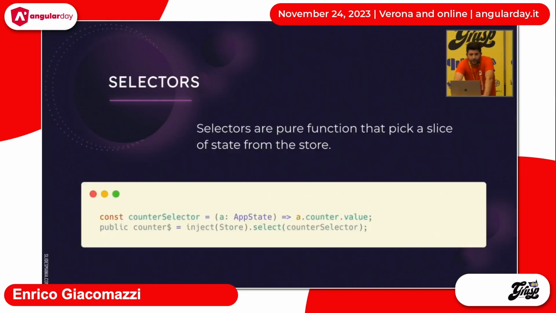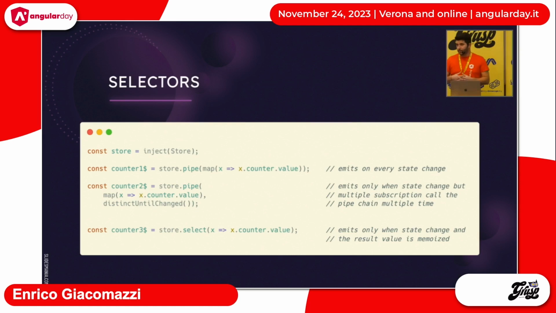Selectors. Selectors are, again, pure functions that pick a slice of our state. Why use a selector? Basically, the store is an observable, so we know how to use RxJS. We can use, for example, a map to grab a part of our state. Yes, it's true, but in this case every single change inside our store emits in this counter observable. So maybe I don't want to update my counter if the user changes his avatar, for example.